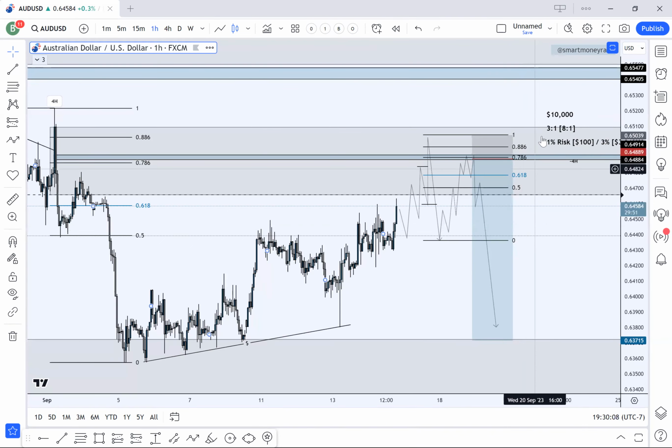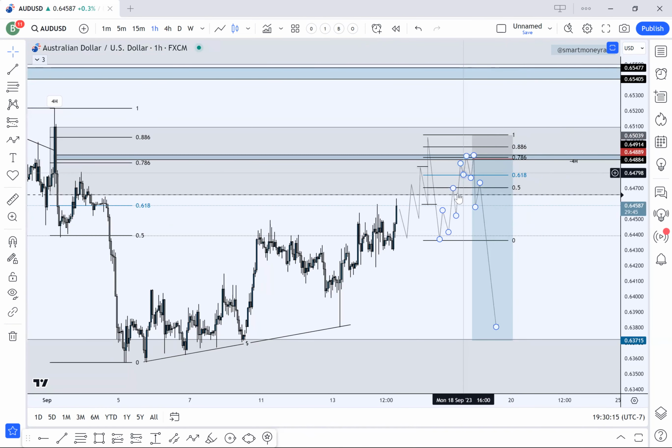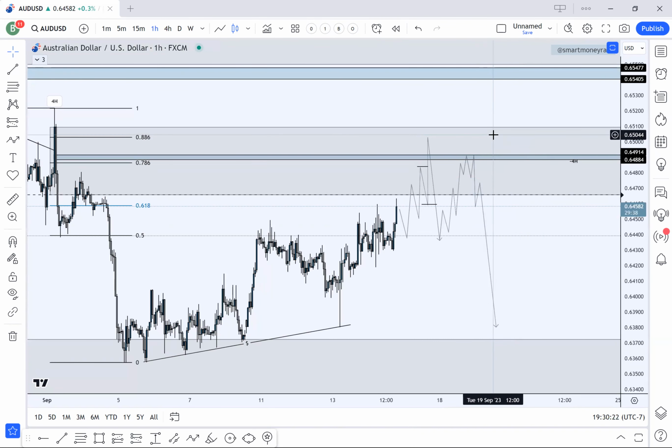Now let's go into a little bit of an example on how to actually enter, what to look for, how to split your positions, that kind of thing. But before I do, does anybody have any questions on calculating the lot size? Does it make sense to everyone?